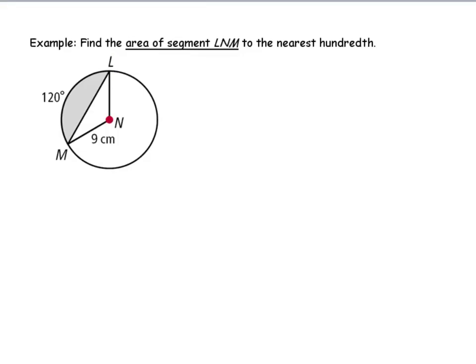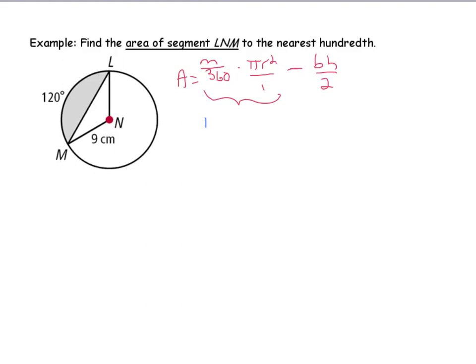So let's take a look. Find the area of the segment L and M right here to the nearest hundredth. So first part's pretty easy. You take the measure over 360 times pi r squared over 1. Then you're going to subtract the triangle, base times height over 2. So this part's pretty easy.